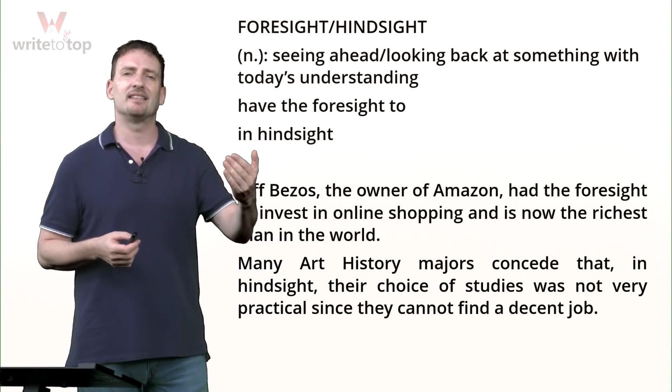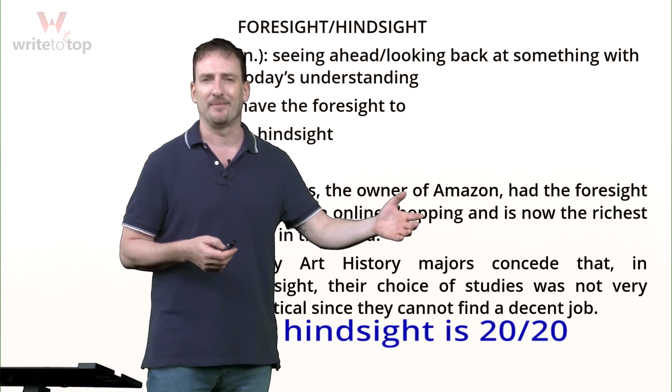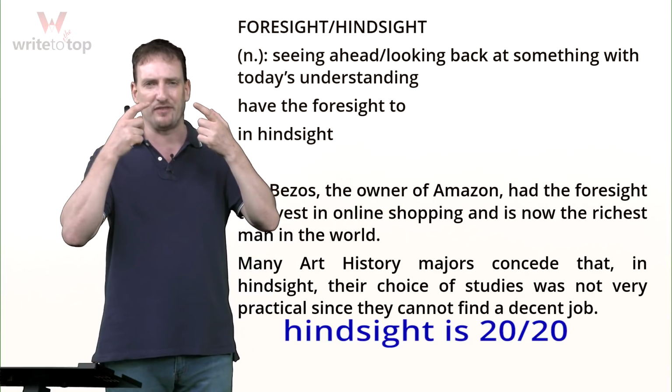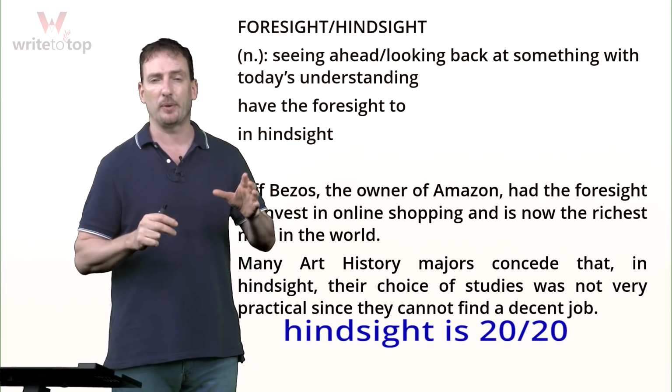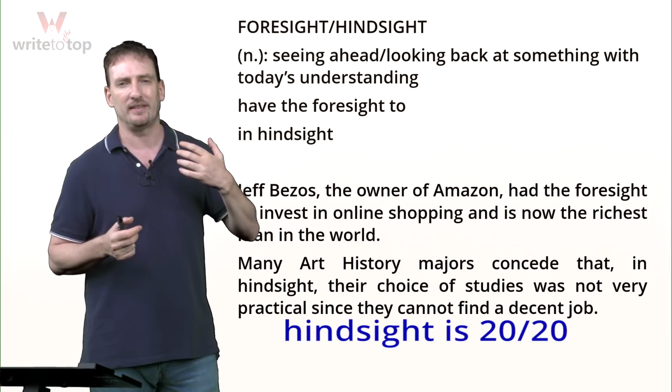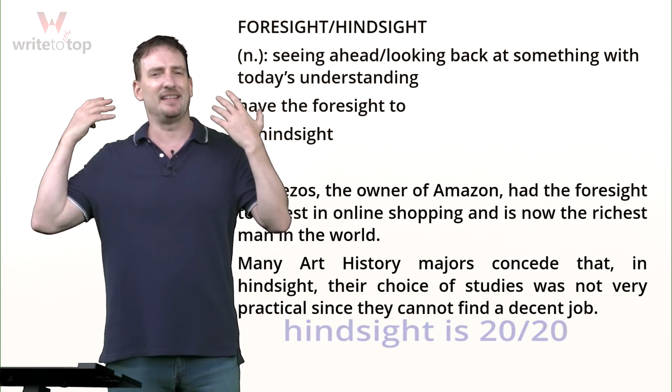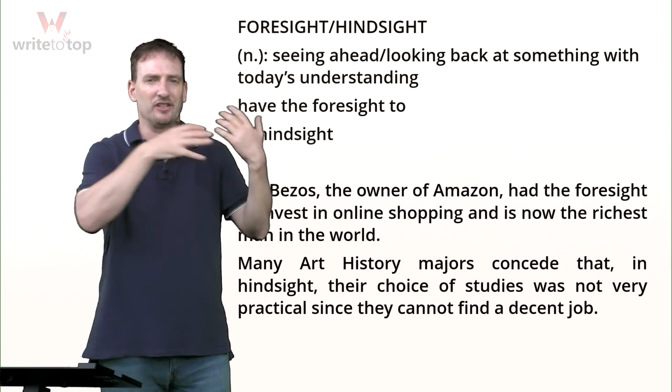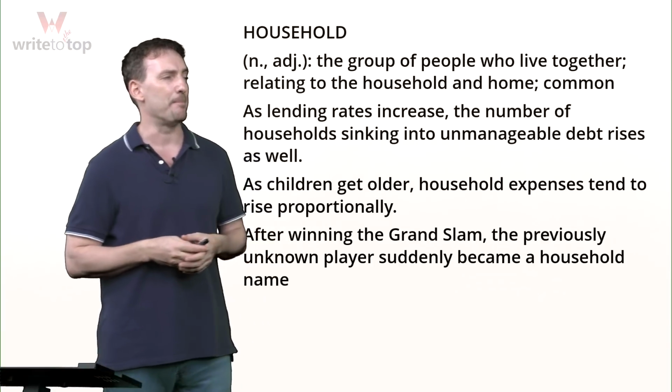We say hindsight is 20/20. When you're talking about vision, perfect vision is 20/20. Hindsight is 20/20 because of course, you can see a bad decision now, you couldn't see it at that time.